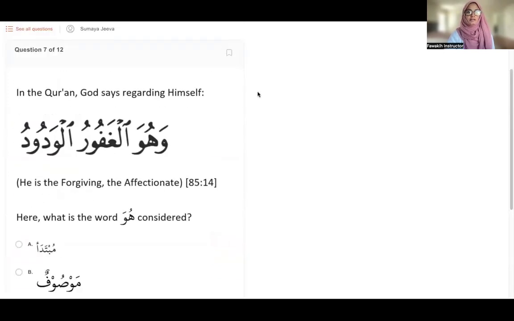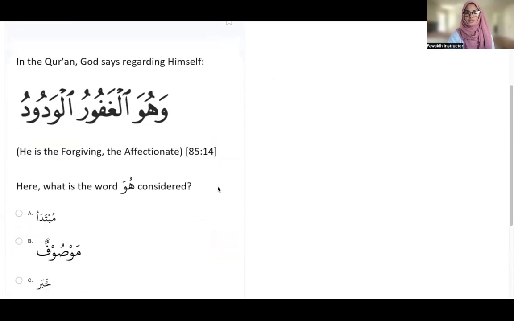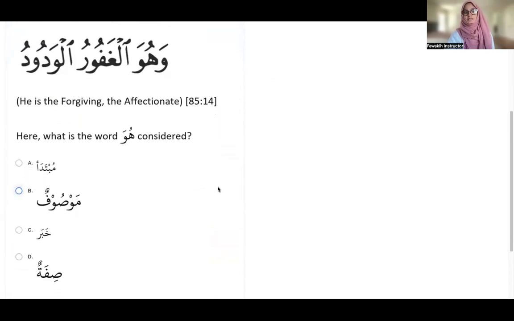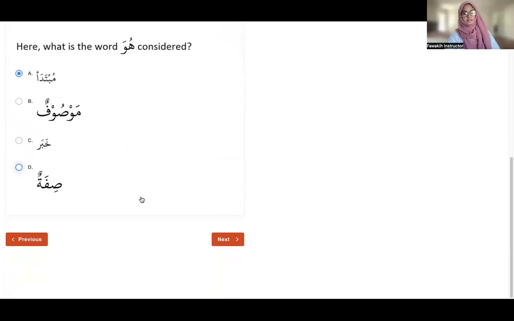Okay, in the Quran, Allah says, وَهُوَ الْغَفُورُ الْوَدُودُ. What is the word here considered? Huwa is going to be your mubtada. That's correct.